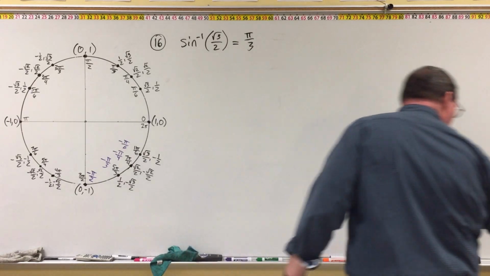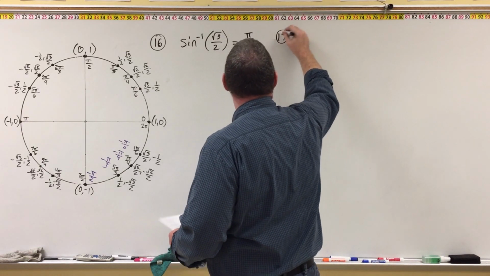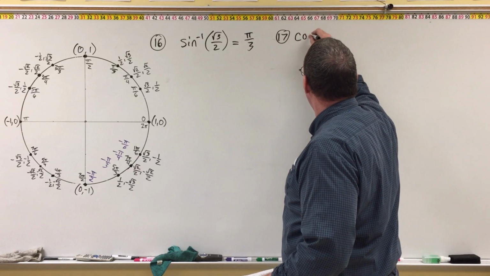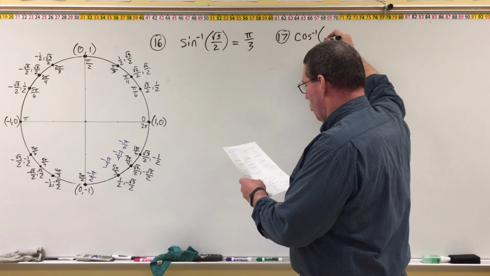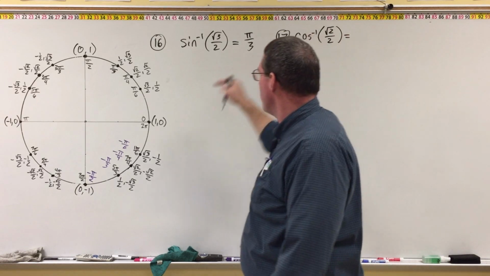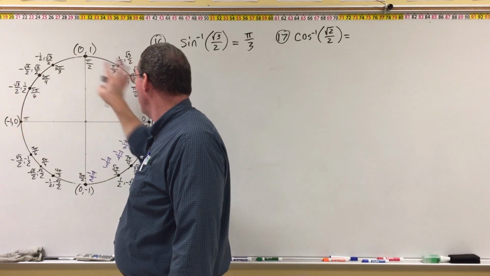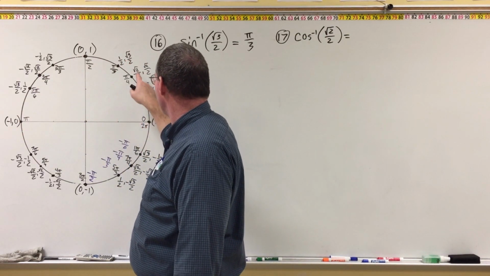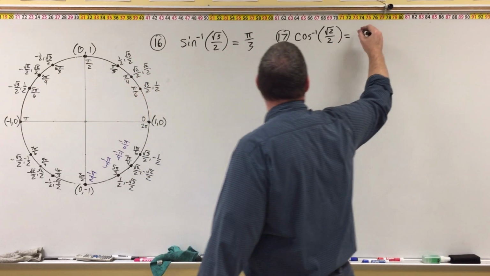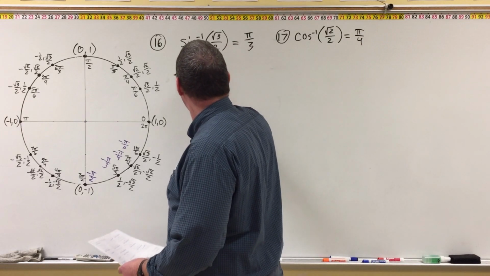All right, so now let's look at 17. I think we can probably go a little bit faster now that we've got the unit circle and we understand what we're looking at. This says cosine inverse of square root of 2 over 2. And so all of our answers for cosine inverse have to start here and have to end over here. Well, only one of these points has square root of 2 over 2 as the x-coordinate, and that's this one right here. So the answer is pi over 4. Pi over 4.